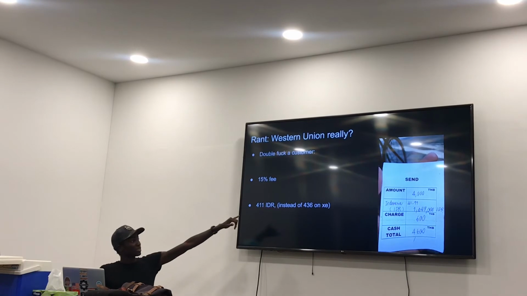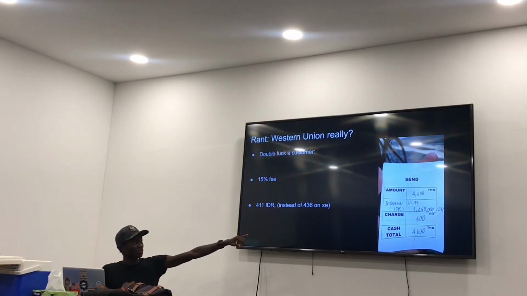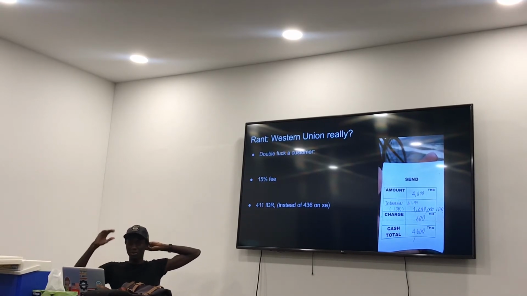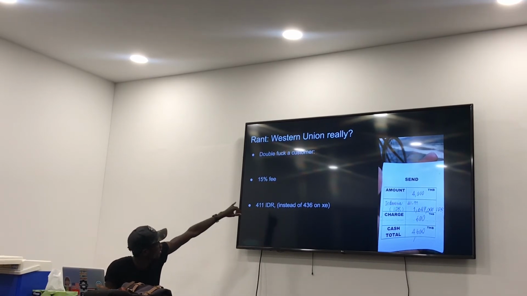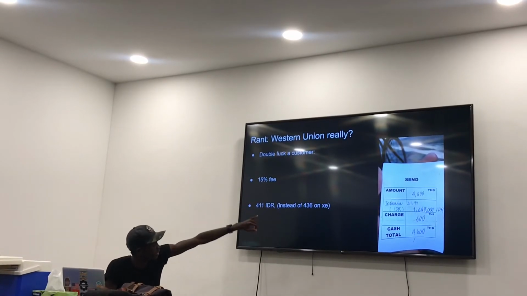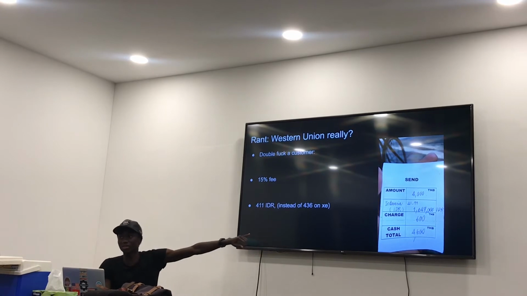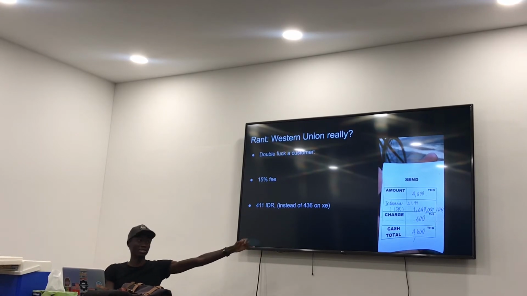So the first rant is, I tried to send a Western Union transfer. This is only 4,000 baht, barely a little bit above 100 US dollars. And they charge me like a 15% fee, and their rate is super shitty. So obviously I didn't make the transfer because this is really bad, and Indonesia is not that far. This is completely insane. This is just out of whack. So I tweeted at them, Western Union, and they didn't reply.